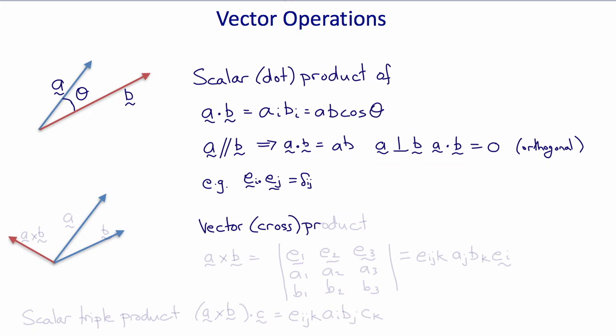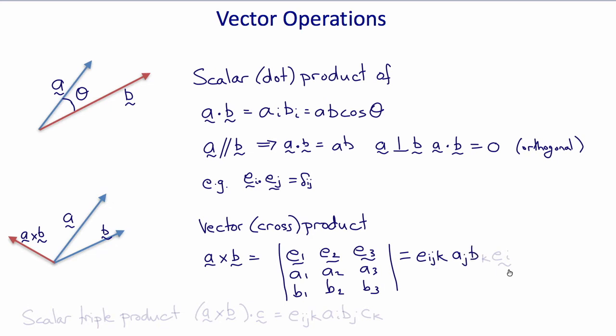Now let's look at the vector or cross product between 2 vectors A and B. The result is a vector that's normal to the plane of A and B. And we compute the cross product by computing the determinant of the following matrix, the matrix containing E1, E2, and E3 in the first row, A1, A2, and A3 in the second row, and B1, B2, and B3 in the third row. And in index notation, this can be shown to be epsilon ijk, which is a permutation symbol, times Aj times Bk times Ei.